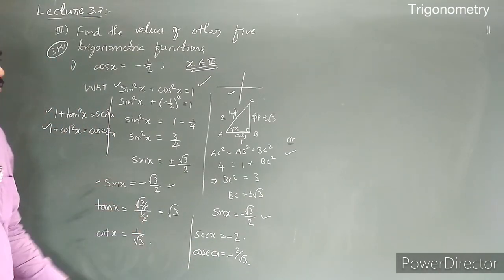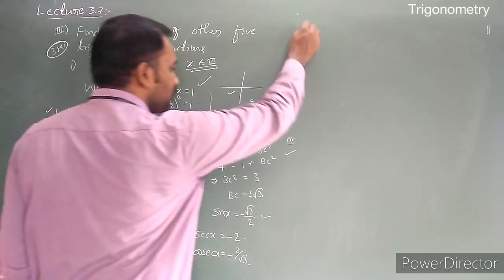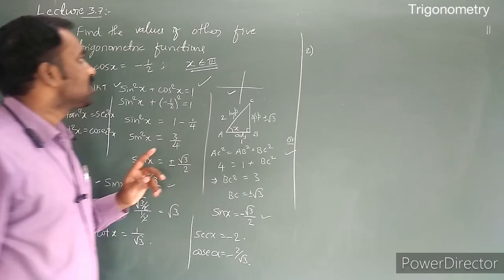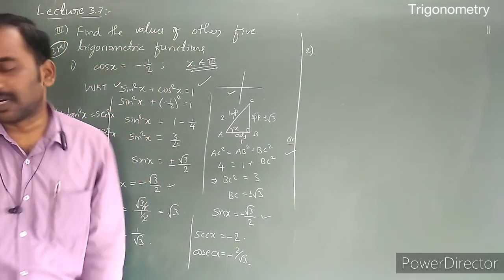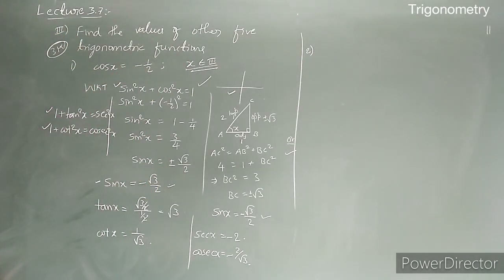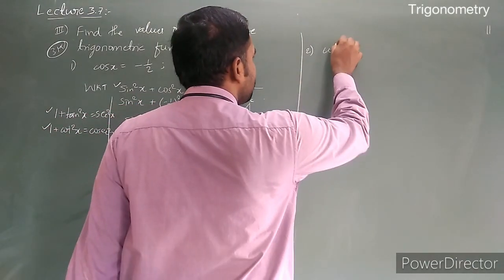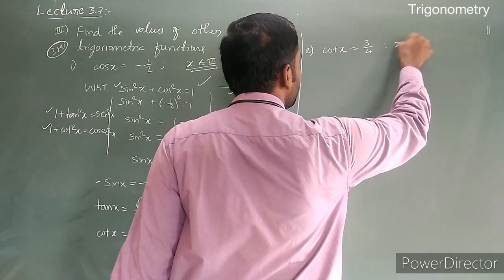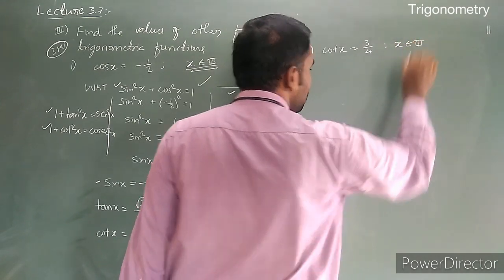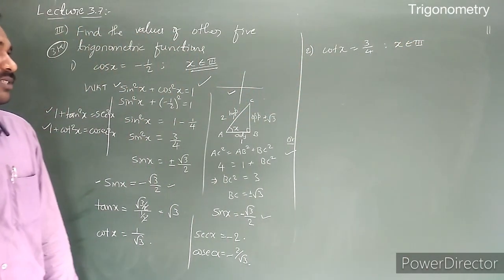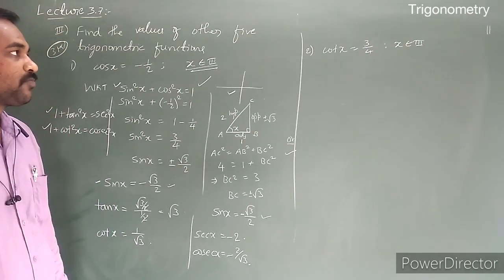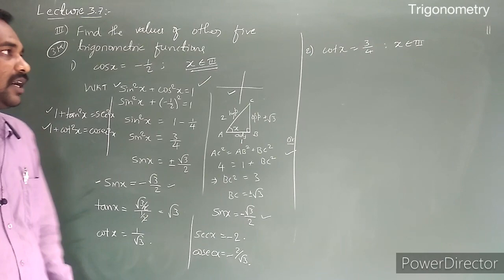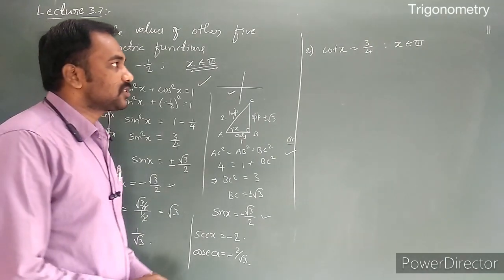So for your convenience, let's take one more problem. In the same manner, find the values of the other 5 trigonometric functions. Cot x is equal to 3 by 4, where x belongs to the third quadrant. Cot x is given. With the help of cot x, we have to find the remaining 5 ratios.